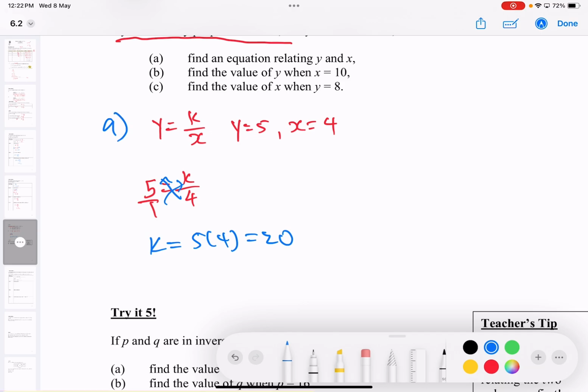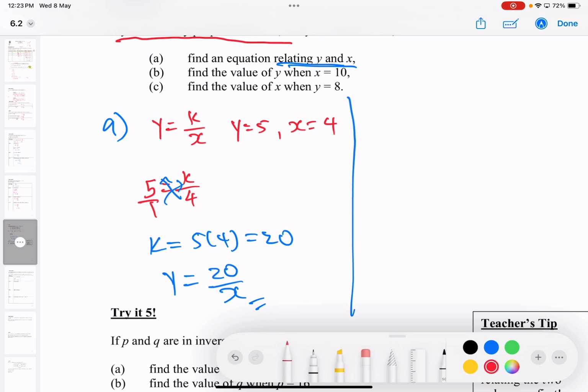So for my part A, they want me to find an equation relating Y and X. So Y is equals to 20 over X. I replace the constant K with 20. Okay, I replace the constant K with 20 over here. That's all. Okay, that's all.